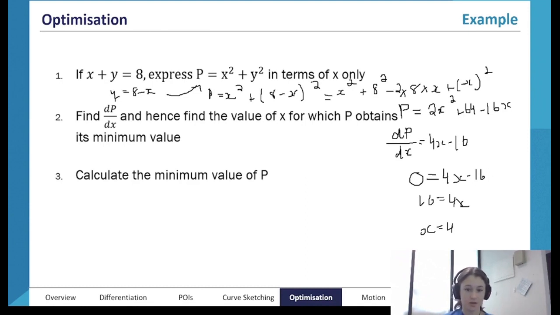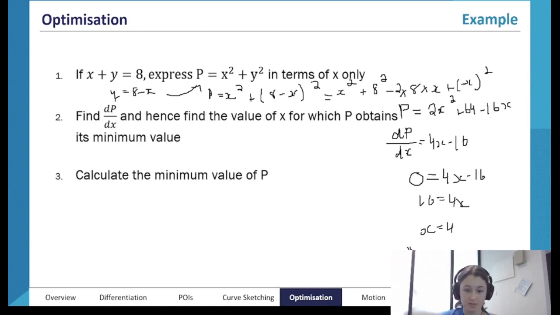But the kind of typical way to do this, because you're most likely not going to get something as simple as a quadratic, is to use a second derivative test or to use the table of values, like we were doing before when we were determining the nature of a stationary point. So, our second derivative test is what I'm going to do. So our p double dash is going to be equal to 4.